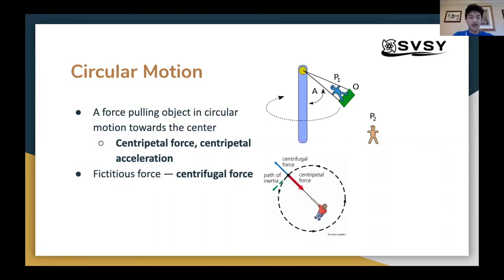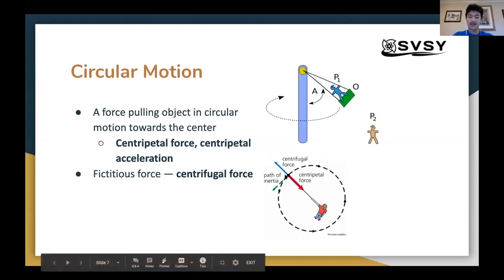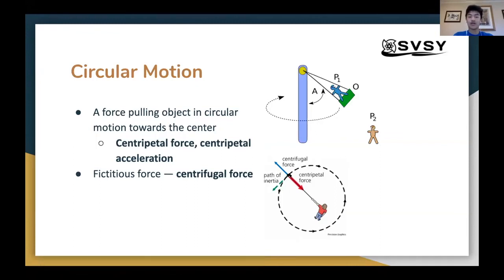But you might be going, wait a minute, when you're in a car and you round a circular path, you might feel like you're being pulled towards the outside of the path. So why is that the case? Well, that is because if you're sitting inside the reference frame of that moving object, like inside that car, you will feel this force pulling you to the outside, which is called the centrifugal force.